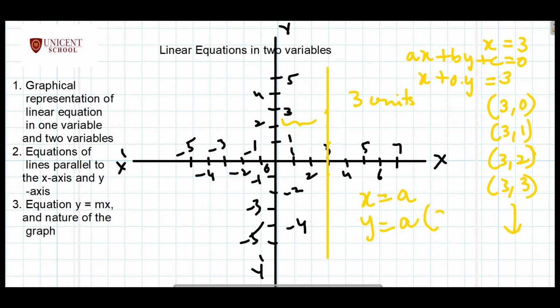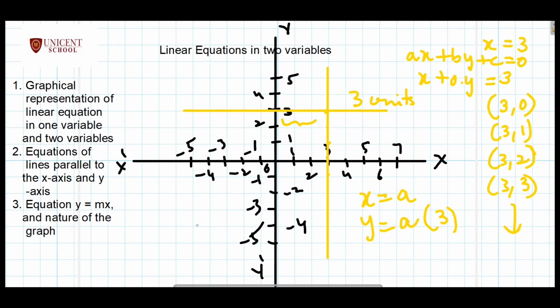Let us take any value. Let us take 3 in the same case, y equals 3. So where will we get it? We will get a line which is parallel to the x-axis and which is 3 units away from the x-axis. So this is how we get the equation for a line which is parallel to the x-axis.